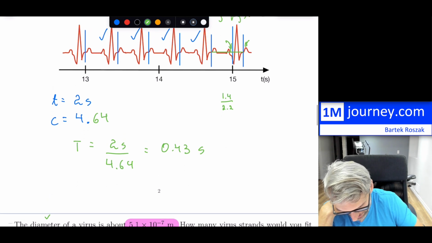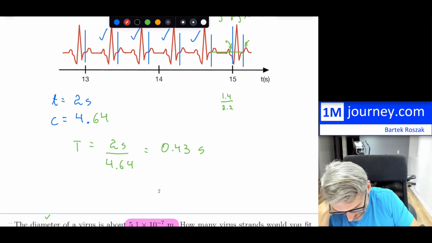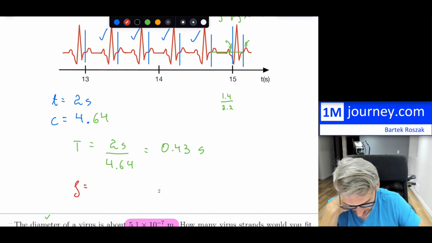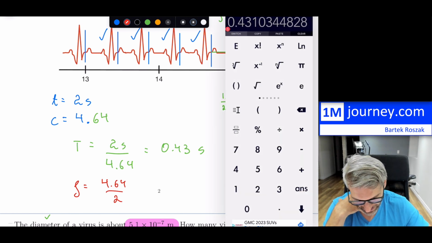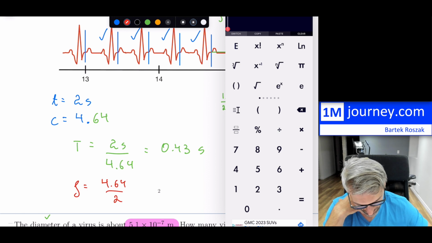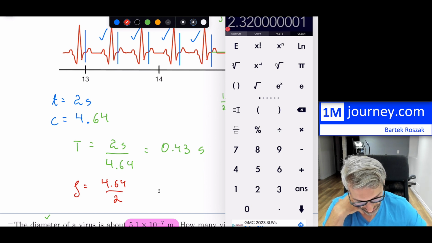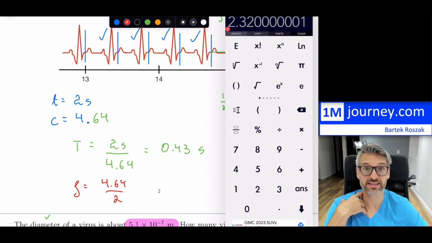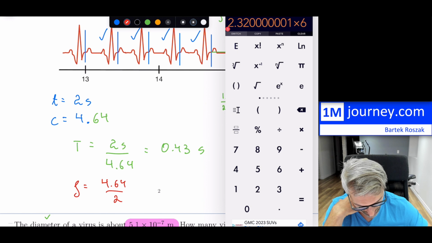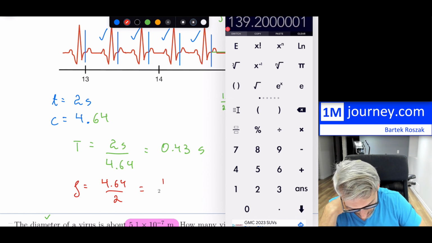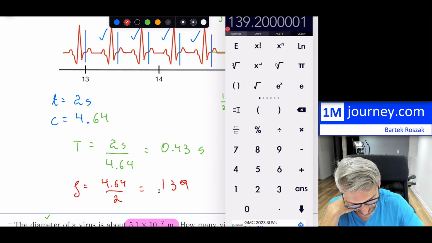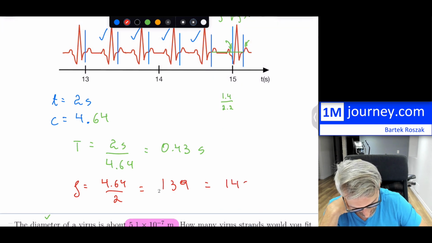Now, I want beats per minute, so I want the frequency. The frequency is going to be the opposite, so 4.64 divided by 2. That's going to give it to me per second. So that's 4.64 beats divided by 2 seconds. Now, if I want beats per minute, I have to multiply this because there are 60 seconds in 1 minute. So that answer times 60 would have been 139. If I wanted to round to 2 sig figs, this is approximately 140 beats per minute.